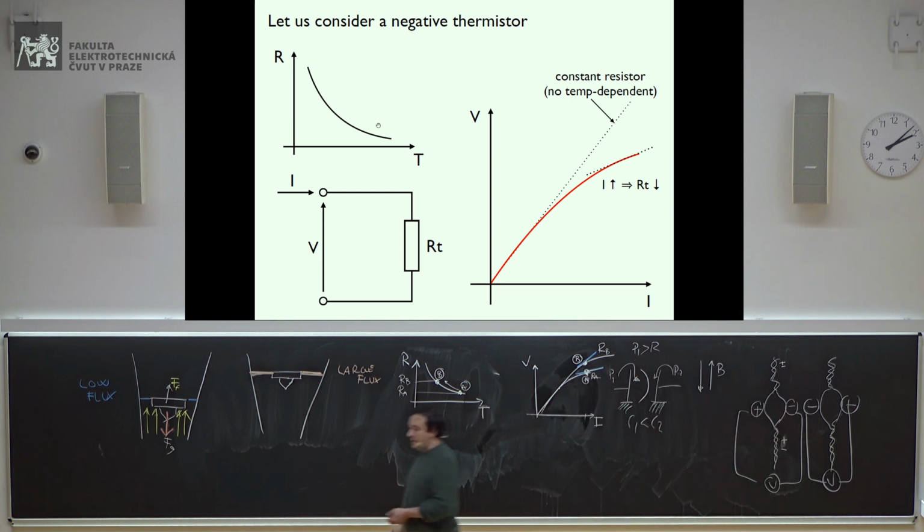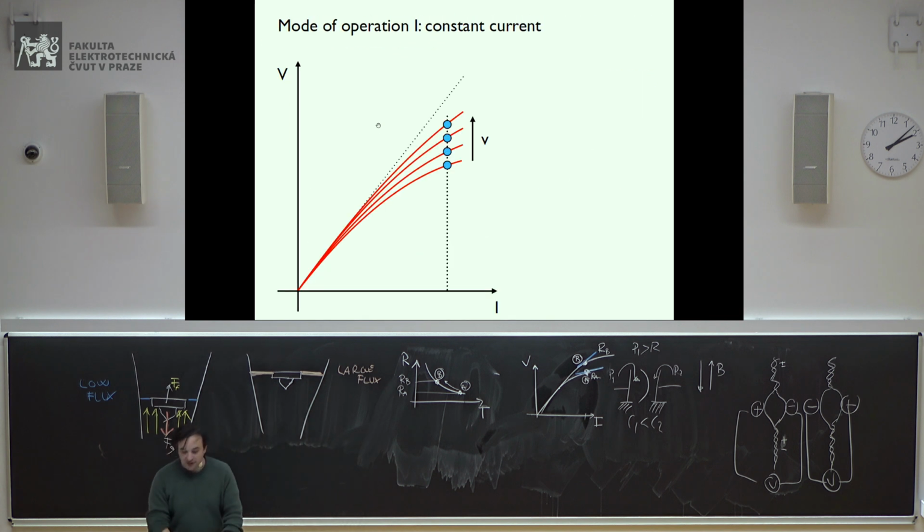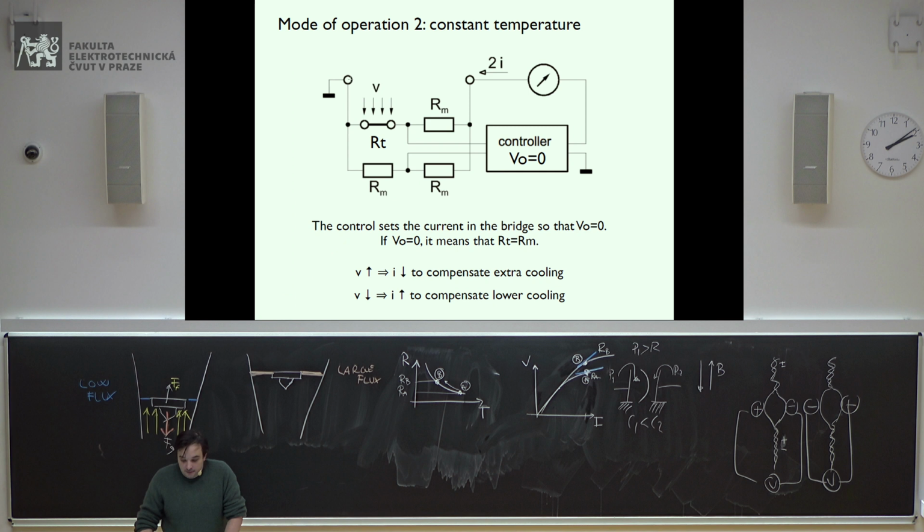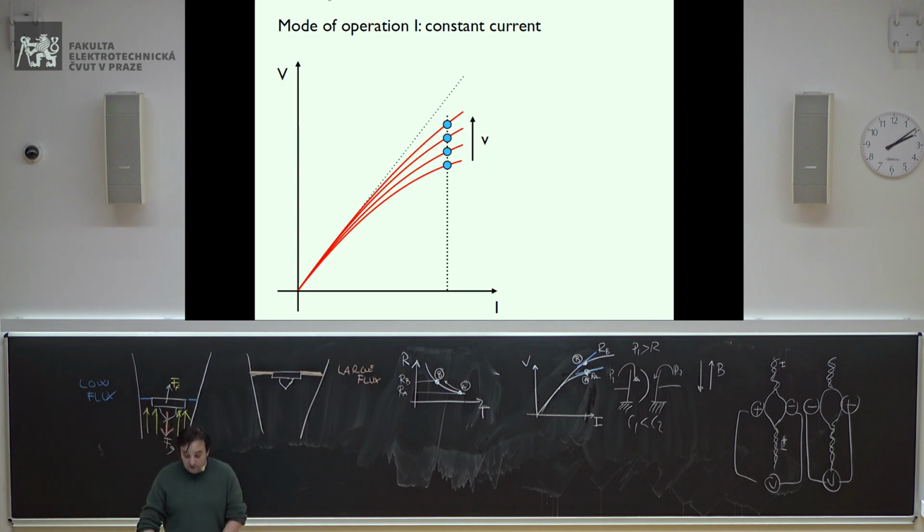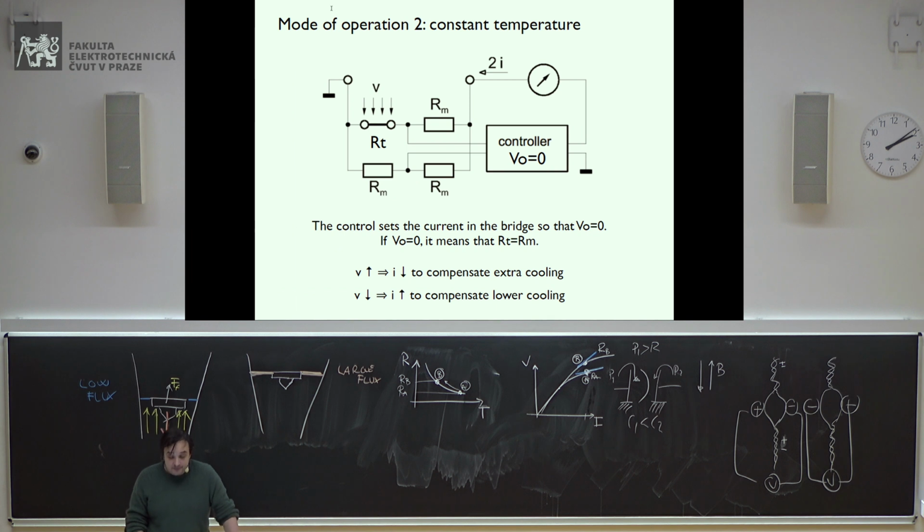What you can do then is to set a constant value of current and observe the change of voltage given by the cooling of the fluid which passes through the pipe and cools down the thermistor, okay? Well, this is one way to use this sensor. You inject a constant current, and then you observe the voltage. But of course, we can do better.